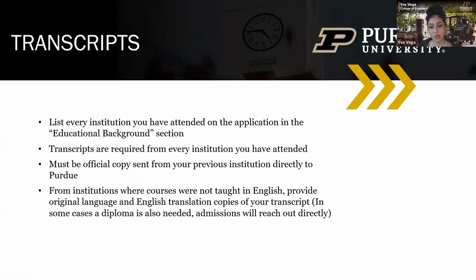And when it comes to your transcripts, we do ask that you submit transcripts for every institution that you have attended. Even if you did not graduate from that institution, we do still need you to submit that transcript. If you attended an international university where English was not the first language, we ask that you submit the original transcripts in the original language, as well as English translated copies. In some cases, we may also need a diploma. If that is the case, you will see that reflected on your application checklist, or you will be hearing from me to let you know that we do require a diploma. English proficiency scores are not required for this program.